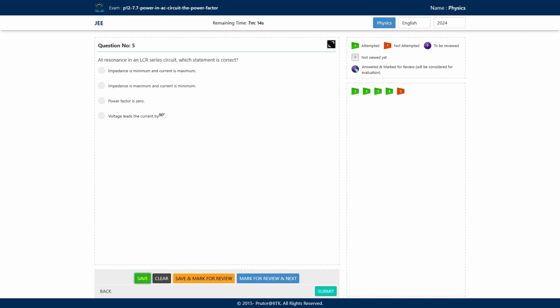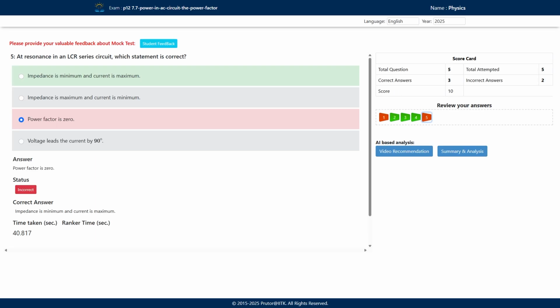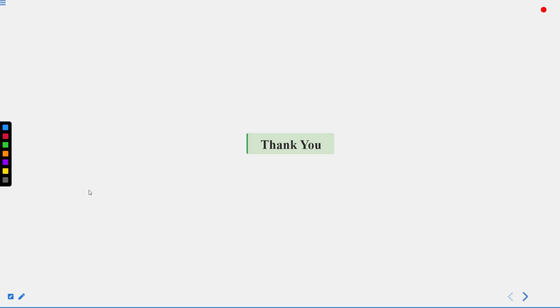At resonance in an LCR series circuit, which statement is correct? Impedance is minimum and current is maximum at resonance. Impedance is maximum, current is minimum, power factor is 0, or voltage leads current by 90 degrees. At resonance, what happens? What is impedance and what is current? Let's see. Okay, the first option is also correct and this third option is also correct, but only one option can be correct. Okay, thank you.